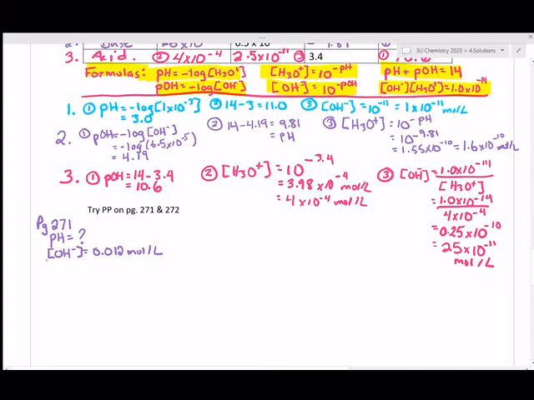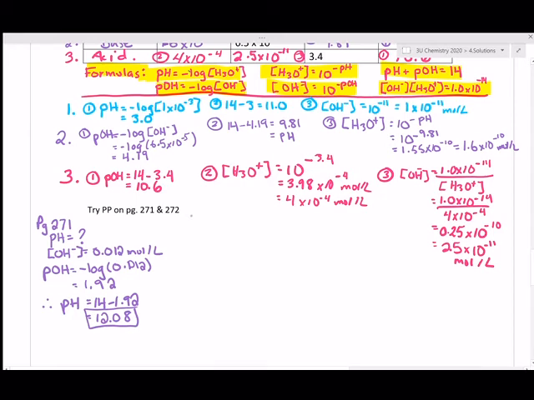So if we have hydroxide ion concentration, we can figure out pOH by doing a negative log of that concentration. And that should come out to 1.92. That's the pOH though. So therefore the pH is going to be 14 minus 1.92, which is 12.08. So give yourself a pat on the back if you tried that and got that one right.